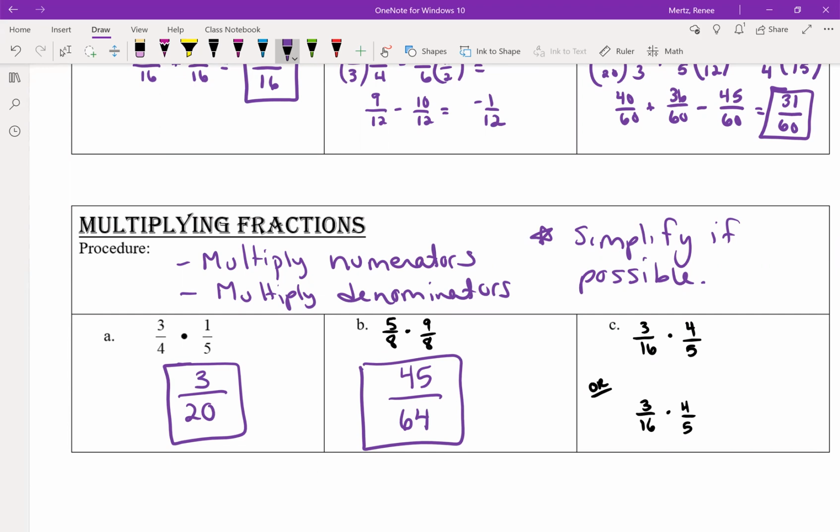For C, however, we could simplify this first. 4 goes into 16 how many times? So we can reduce on the diagonals, and then we get 3 over 20. That's going to make it easier, or we can do 12 over 16 times 5 is 80. And then we say these each have a 4 in common, so we can reduce them. 12 divided by 4 is 3, 80 divided by 4 is 20. So that's why I like to simplify first, because it's a little bit easier on the math.